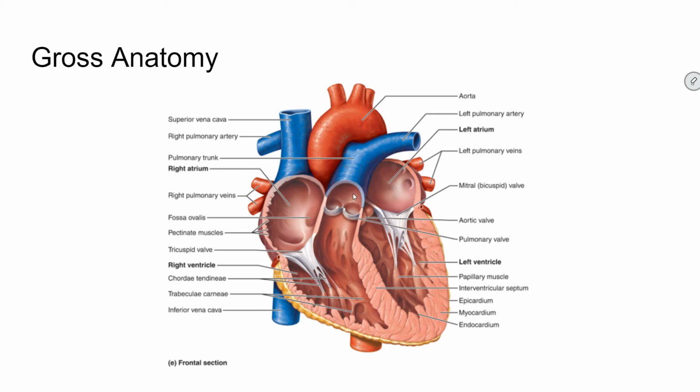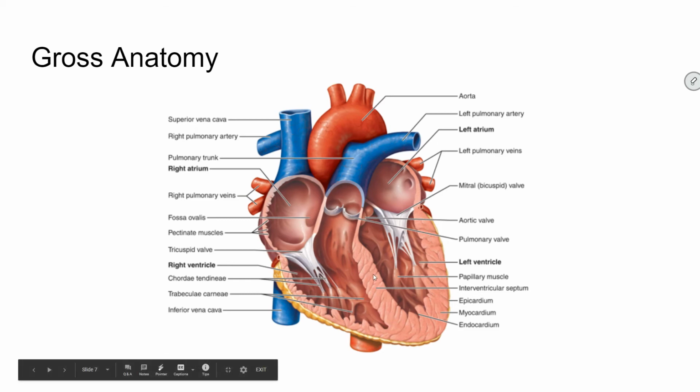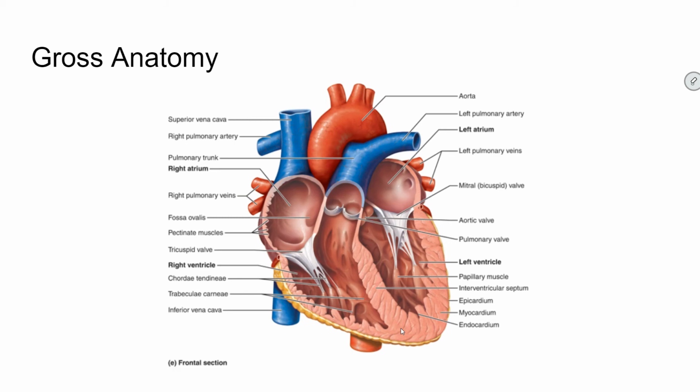You have what's called the interatrial septum, which you can't really see here, but it separates the two atria. And then you have the interventricular septum, which you can see really big here. And you can see the ventricle walls are much thicker because they're doing a lot more of the pumping. The atrial walls are just basically pumping it into the ventricle, whereas the ventricles are pumping it out into the body, whether to the lungs or to the whole rest of the body.